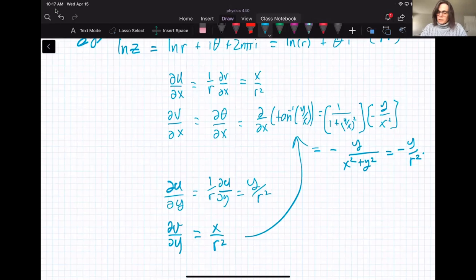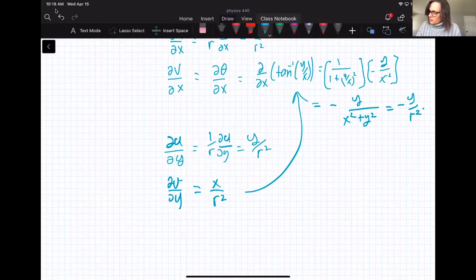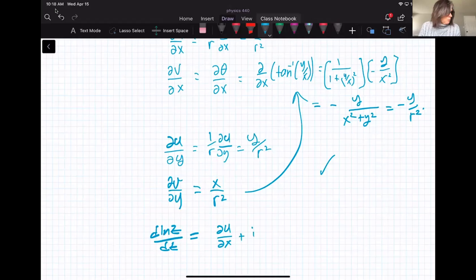So if you look at that, you can see that it satisfies the Cauchy-Riemann conditions. So it's analytic, and so d ln z/dz is just basically du/dx plus i dv/dx in this case. Interestingly enough, once you work that out, that gives you 1 over z, which is what you'd expect, right? So maybe not too surprising.